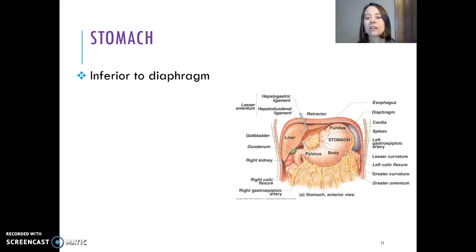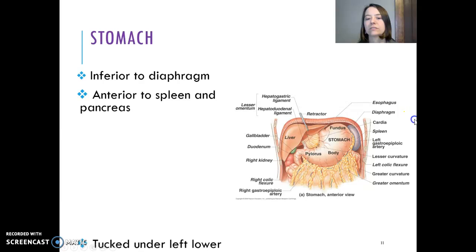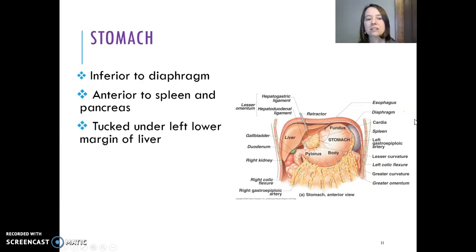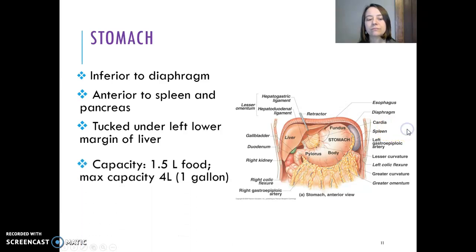So the stomach, looking more closely at the stomach, is inferior to the diaphragm. So here's our diaphragm, and then it is inferior to the diaphragm. It is anterior, so in front of the spleen and the pancreas, which are hiding back there. And it is tucked under the lower left margin of the liver. So it is underneath the patient's left side of the liver.